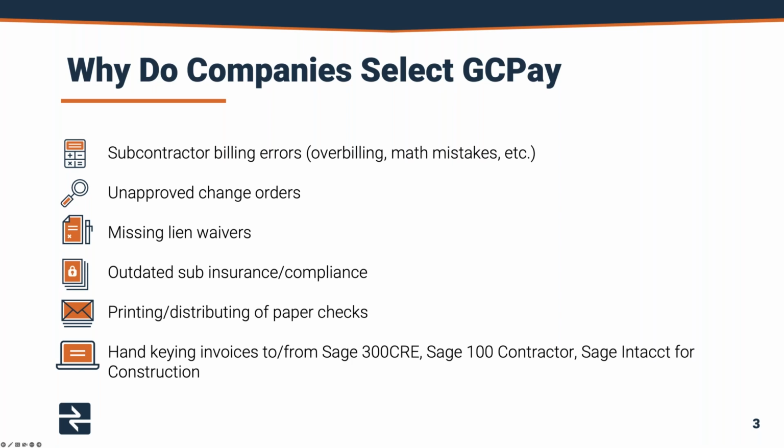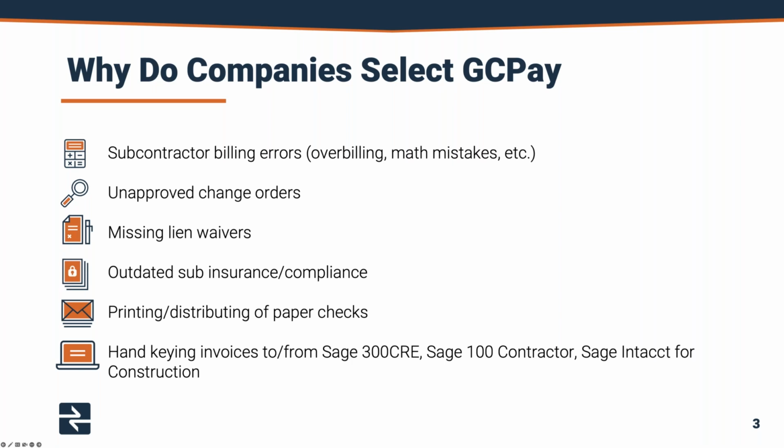GCPay will completely eliminate any possibility for a sub to overbill line items or contracts or make any sort of math mistakes. Part of the direct integration includes automatically pulling over approved change orders from Sage. So this will eliminate you having to hand key them and also ensure that a sub can never again bill for unapproved change orders.